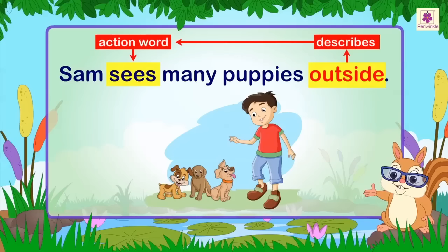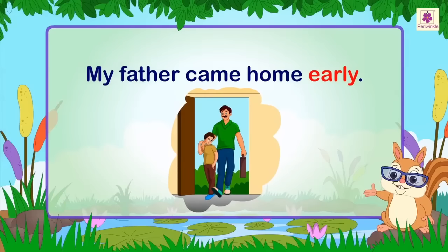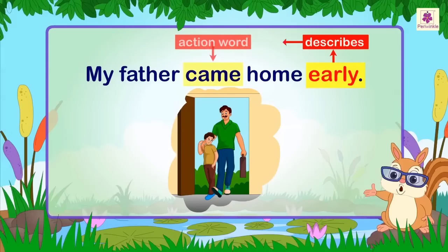Let us look at one more example. My father came home early. Here, early tells us when the action happens. That is, early describes the action word came.